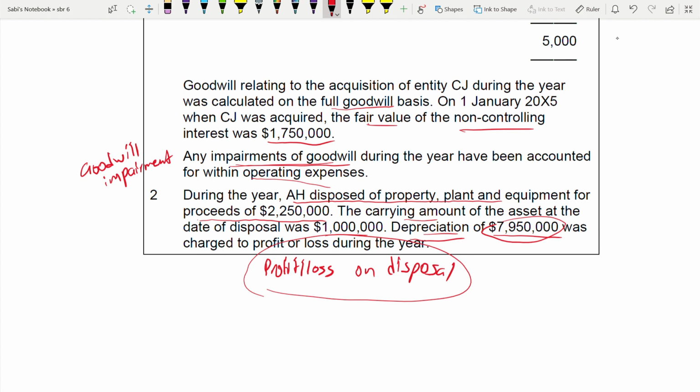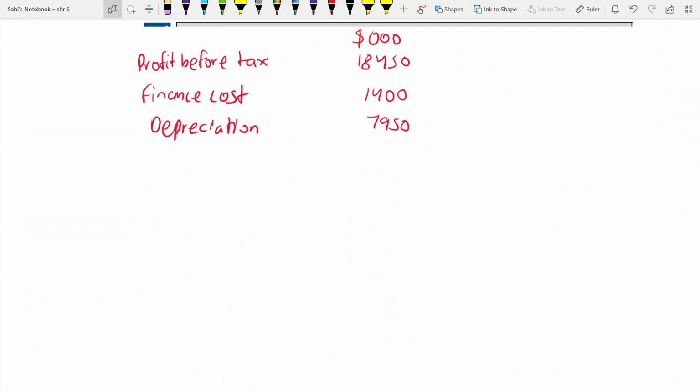Proceeds are 2,250,000 if you see, and the carrying amount is 1 million. So you are selling for more than your carrying amount. It's a profit. Okay, so profit on disposal of property. Profit on disposal is 2,250,000 minus 1 million.